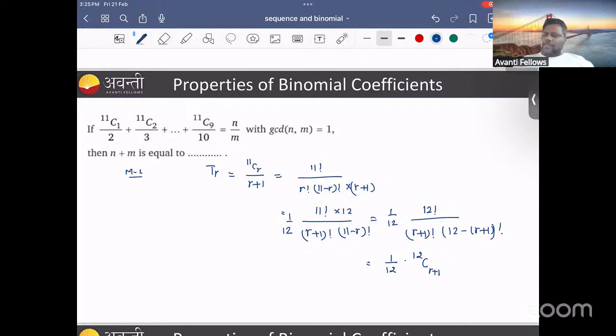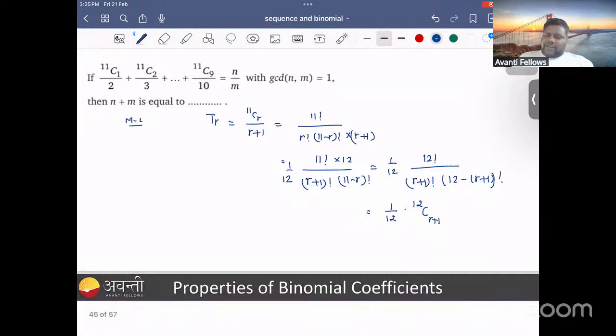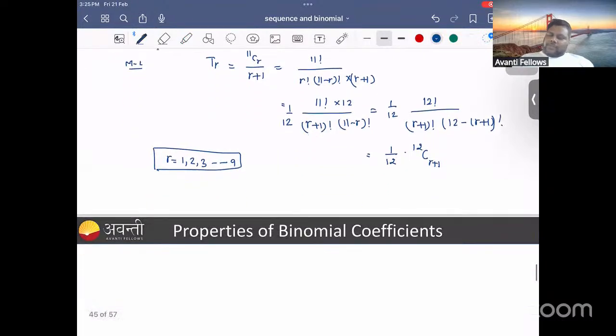Got it? What they are asking is that your r is varying from 1, 2, 3 up to 9. So this will be 1 by 12, and the summation will be what? 12C2 plus 12C3 plus 12C4 up to 12C11.